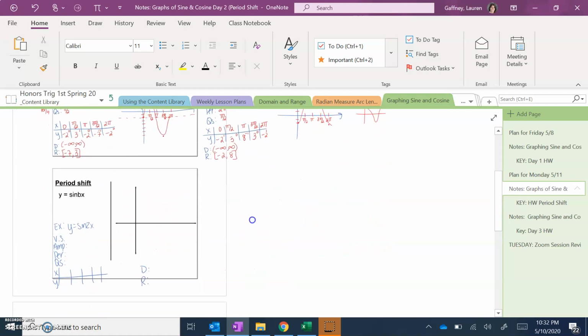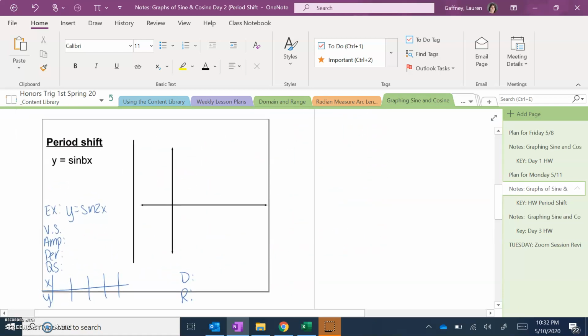Now let's dive into what the period shift does. There's a value inside the trig function right here, this b. This is important. The period, we had said before, was just 2 pi, but it's 2 pi divided by the absolute value of that b. Before, there wasn't anything in with that x, technically a 1, but now we're going to have values inside.